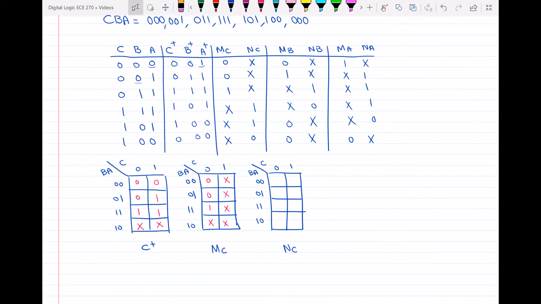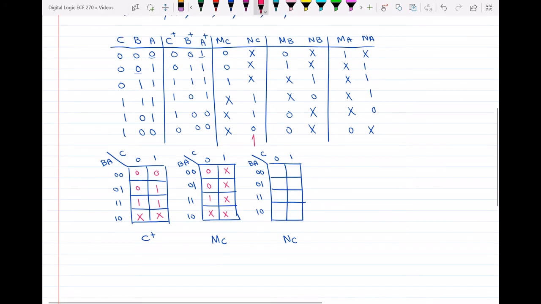Now we have to fill in the Karnaugh map for NC. For NC, we are looking at this column over here. So for 0, 0, 0, we have X. You see, we are looking here at CBA, and then we are looking at this column, right? So for 0, 0, 1, we have X. For 0, 1, 1, we have X. Then for 1, 1, 1, we have 1. For 1, 0, 1, we have 1. And for 1, 0, 0, we have 0, right? And then these last two will be equal to X.